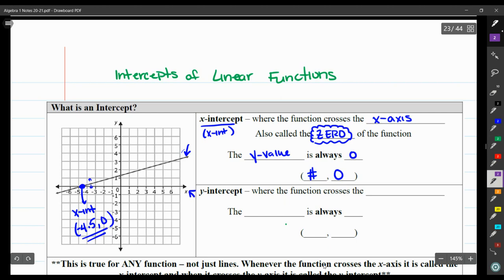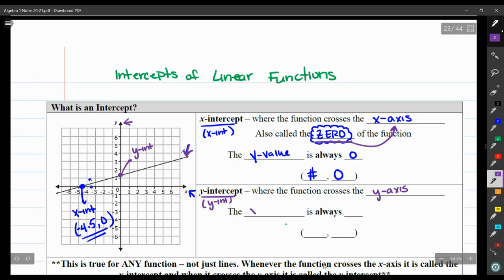Then we have the y-intercept. Well, that is where the function crosses the y-axis. So for this function here, I want to know, where does this line cross the y-axis? So that would be about here, another decimal. So this is the y-intercept. Again, we're going to abbreviate that with int. There's no special name for this one. So a 0 only talks about the x-axis. It talks about the x-intercept. For a y-intercept, it's just called a y-intercept.